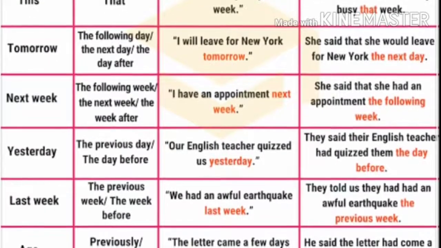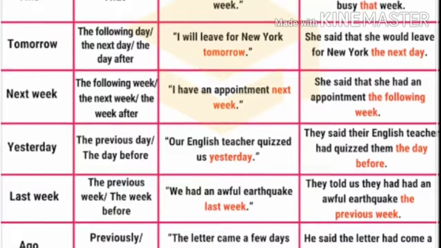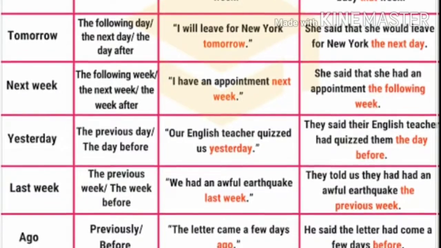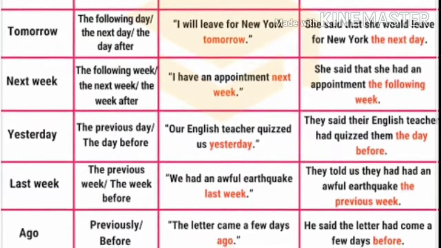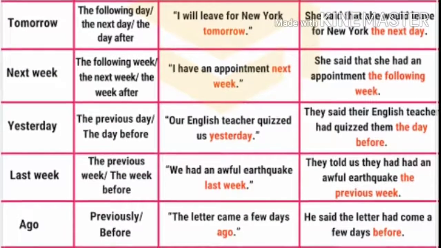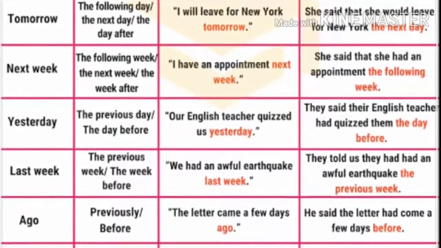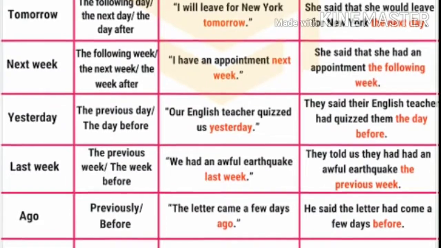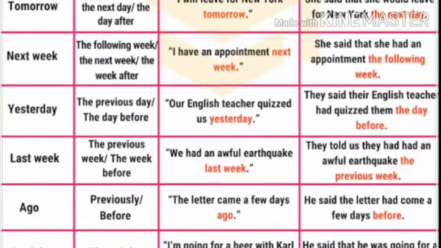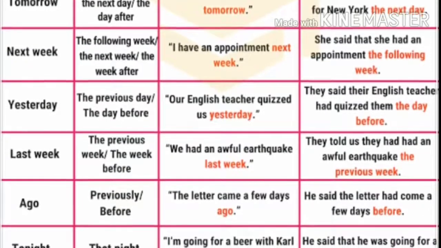Why am I using had here? Had, I have told you, relates to owning something, to possessing something. So they were owning that earthquake. That earthquake came, right? So that last week has changed to the previous week. Next it's written ago. Ago will be changed to before or previously. Here is the example. The letter came a few days ago. So its indirect will be he said the letter had come a few days before.